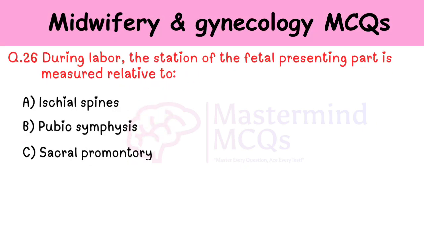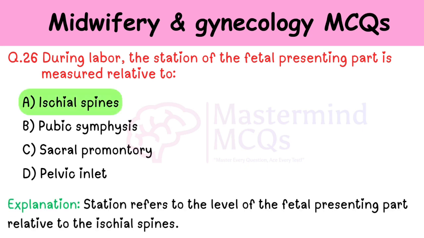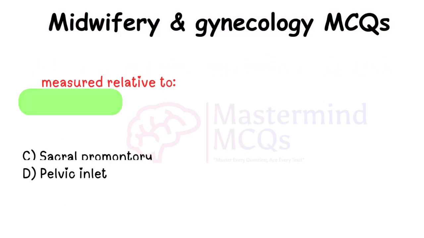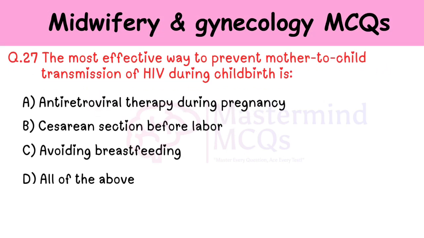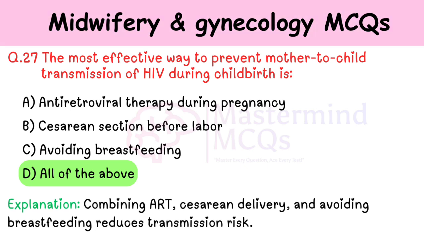During labor, the station of the fetal presenting part is measured relative to A. Ischial spines. The most effective way to prevent mother-to-child transmission of HIV during childbirth is D. All of the above.